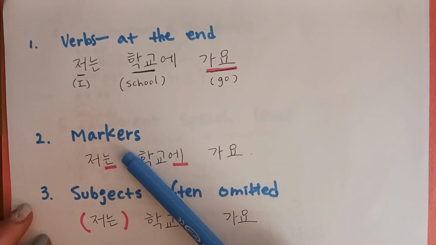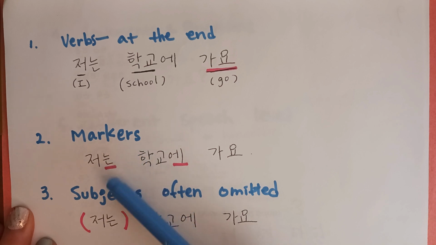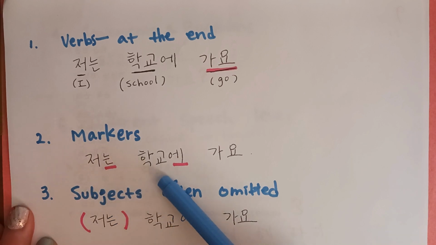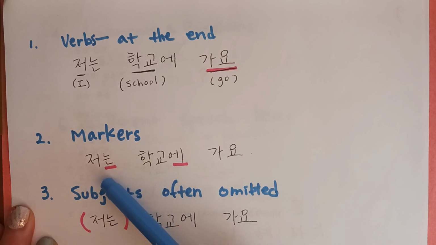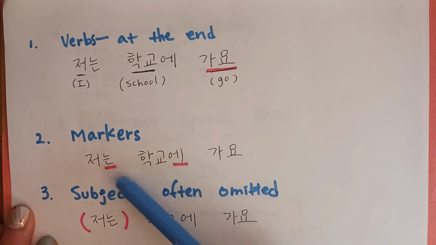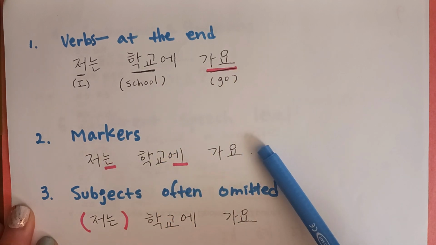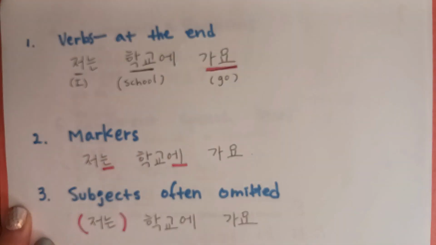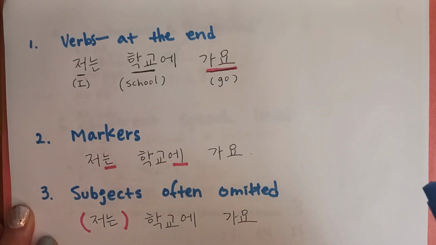Number 2, Korean language uses markers. 저는, same sentence. 학교에 가요. We know 저 means I. 학교 means a school. But then what are these 는 and 에 right here? Those do not have any meanings, but they need to be here to connect words to form a sentence. They are markers. There are different kinds of markers depending on the grammar function that they are doing. If you want to know more about markers, I plan to post a separate video with details of markers in Korean very soon so that you can visit.